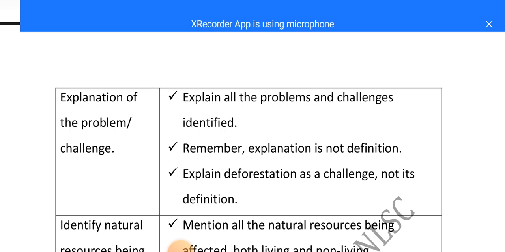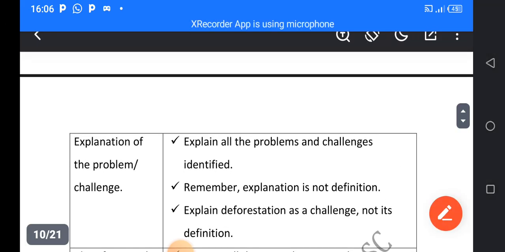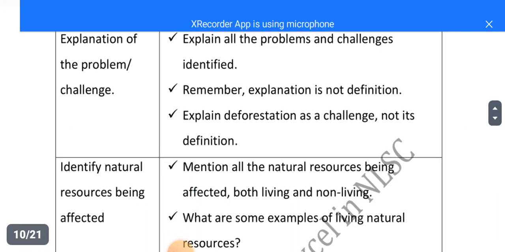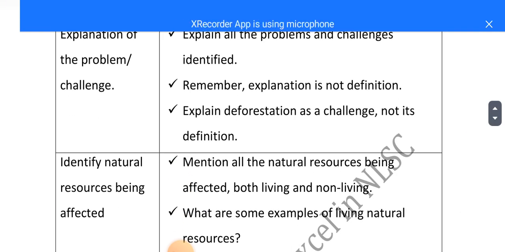You have explained. Another thing is that when you are explaining, you should put these words in your statements, like because, as a result of, due to. Then another thing, as we proceed: explain deforestation as a challenge, not its definition. This is what I've been talking about.